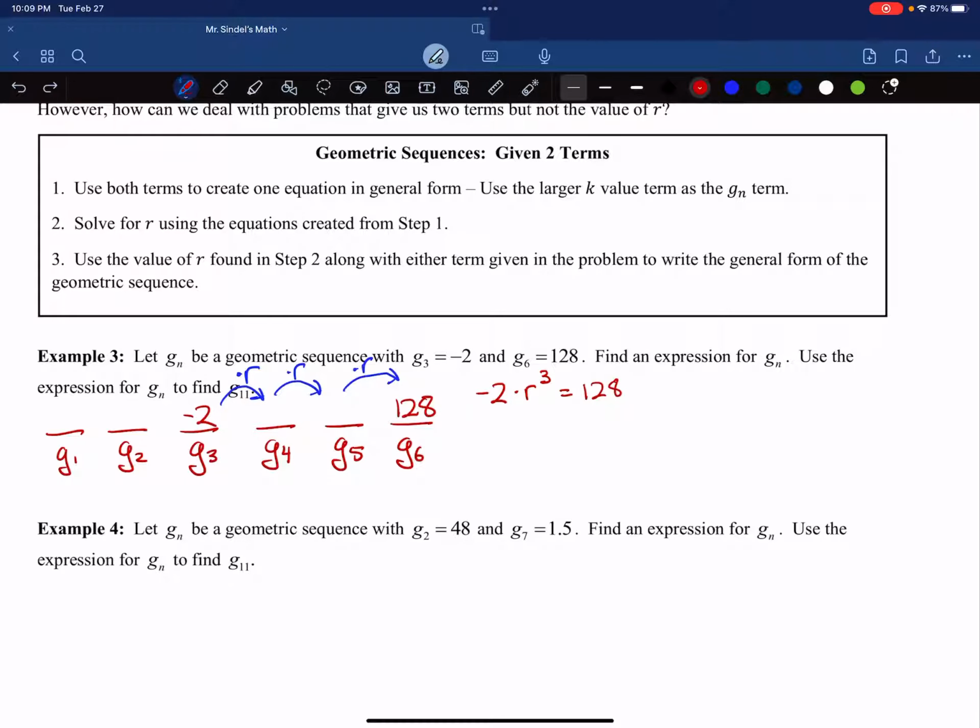So I'm now going to get r to the power of 3 is equal to -64. From there, I need to undo the power of 3. Well, yes, you would be correct if you said you just cube root both sides. You are 100% correct. That undoes the power of 3.